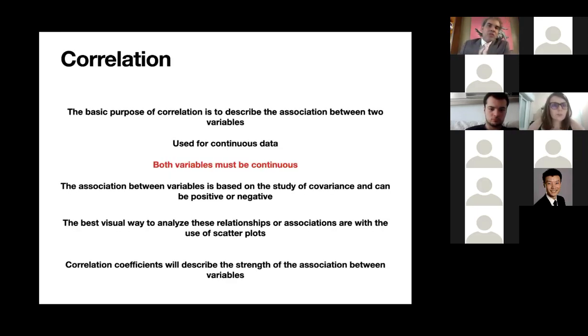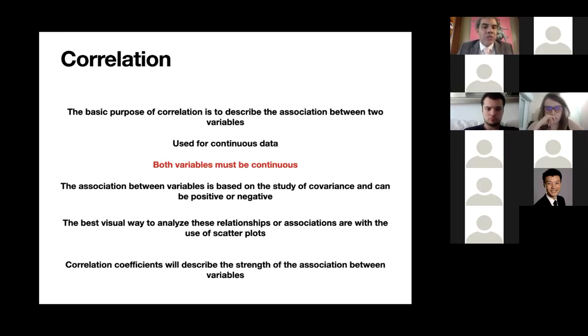So this is completely different from analysis of variance. Okay, the basic purpose of correlation is to describe the association between two variables. Remember, correlation is association between two variables. It's used for continuous data. Here, both variables must be continuous, both of them.